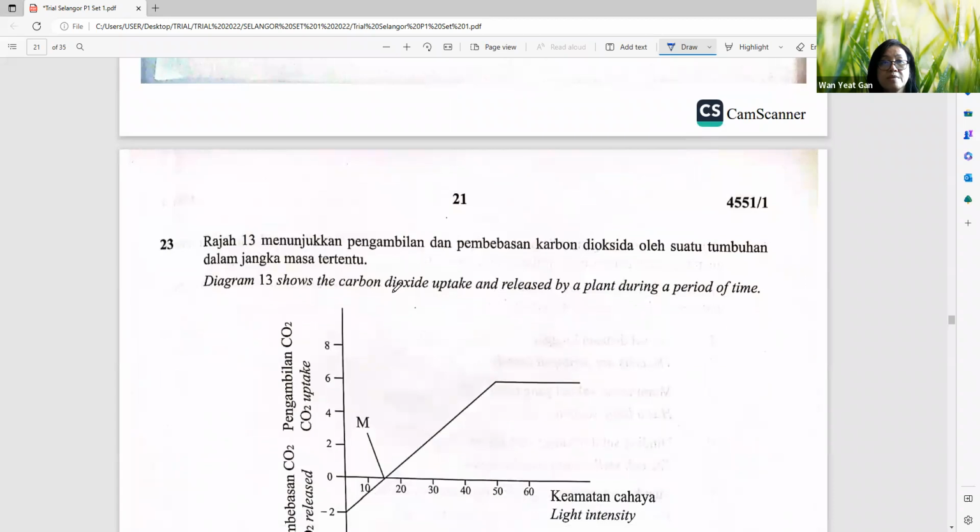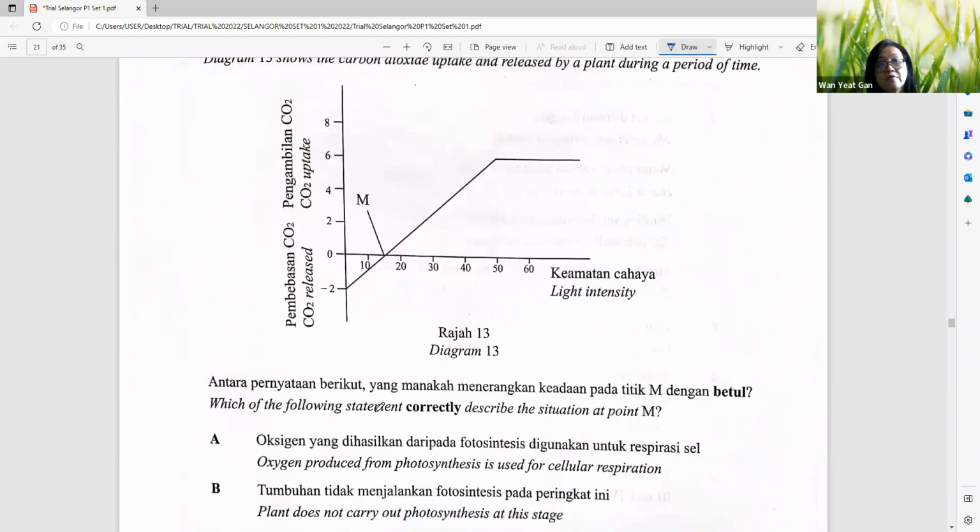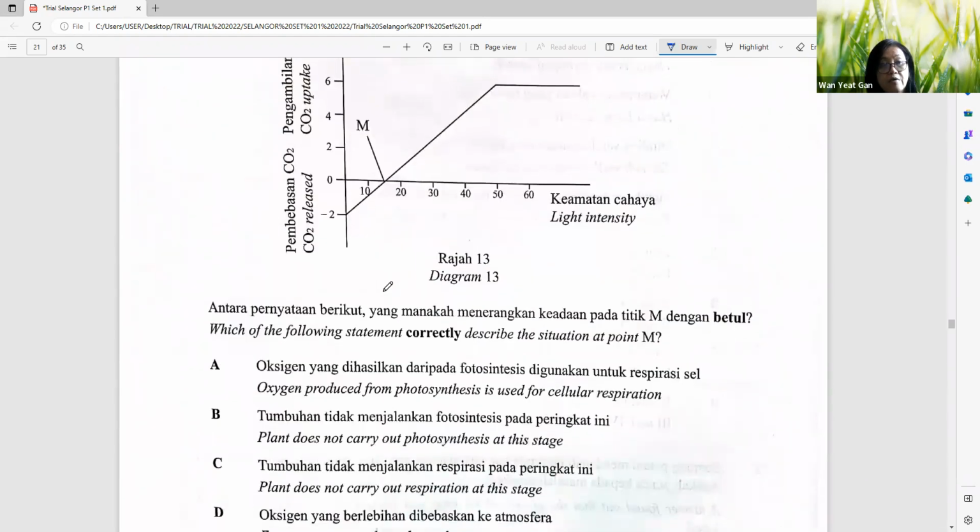Diagram 13 shows the carbon dioxide uptake and release by a plant during a period of time. Which of the following statements correctly describes the situation at M? Now, M is called the compensation point, whereby it is the light intensity when P is equal to R, or photosynthesis is equal to respiration. So the oxygen produced from photosynthesis is used for cellular respiration.